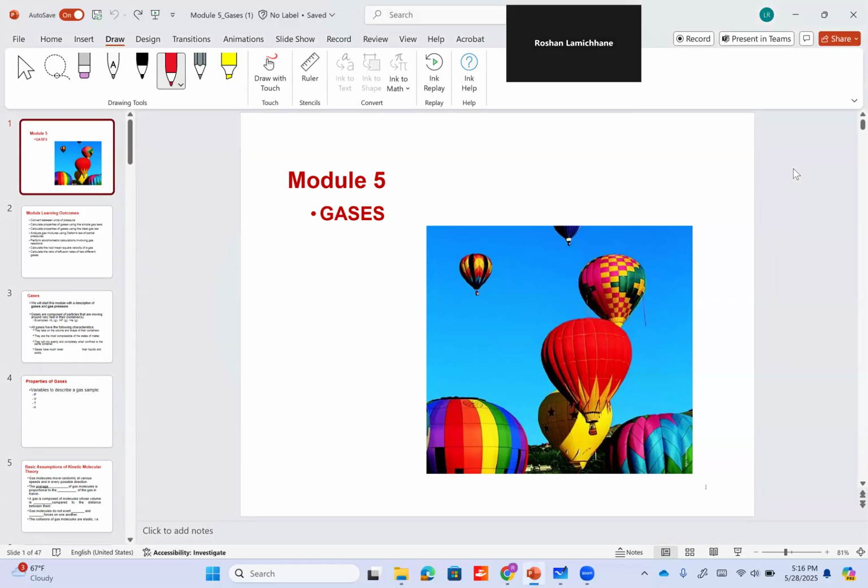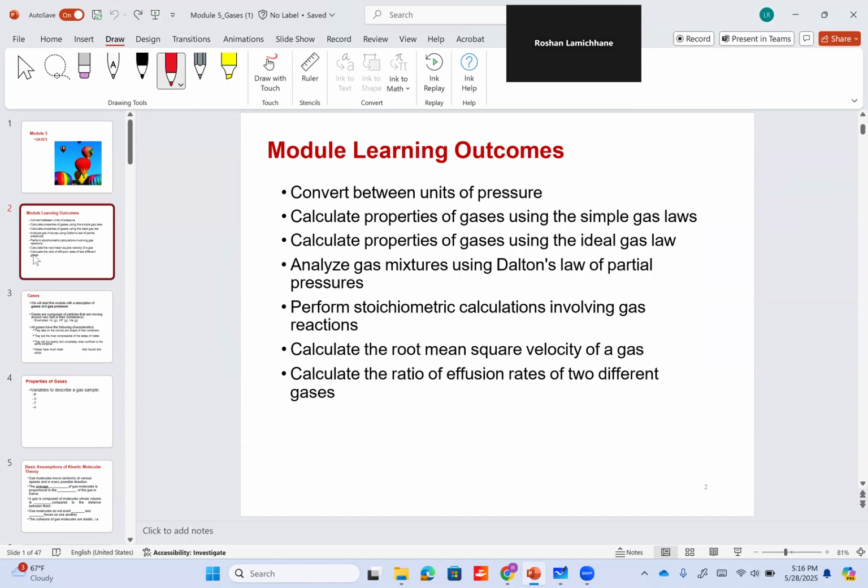All right. So let me share my screen with you all really quick. All right. So this is what your module looks like. Chapter 5, Module 5 is the concept on gases. These are the learning outcomes that we're going to work on.